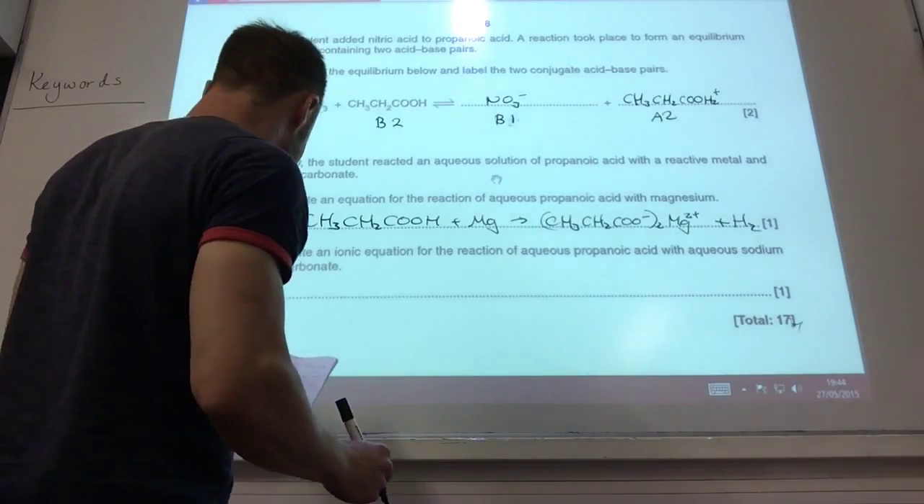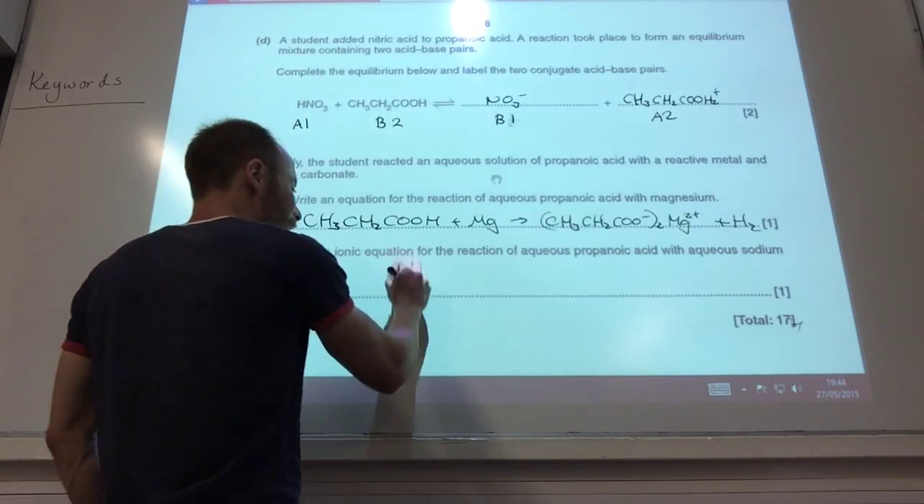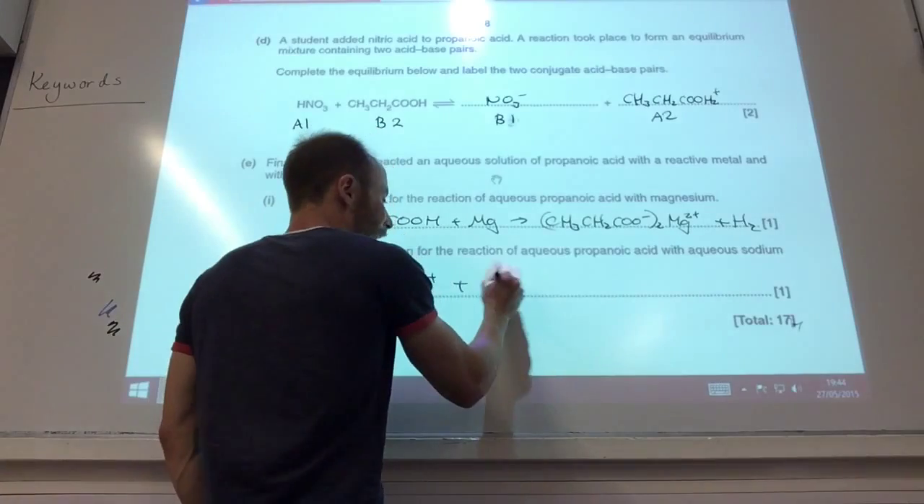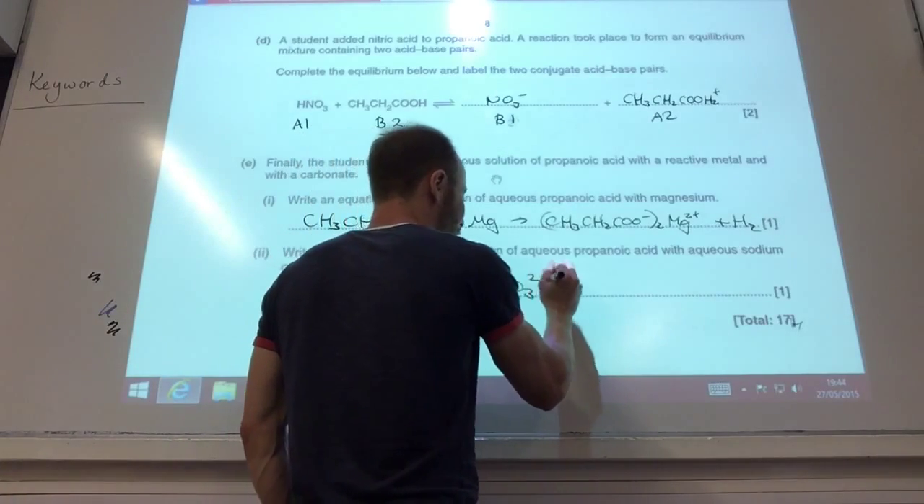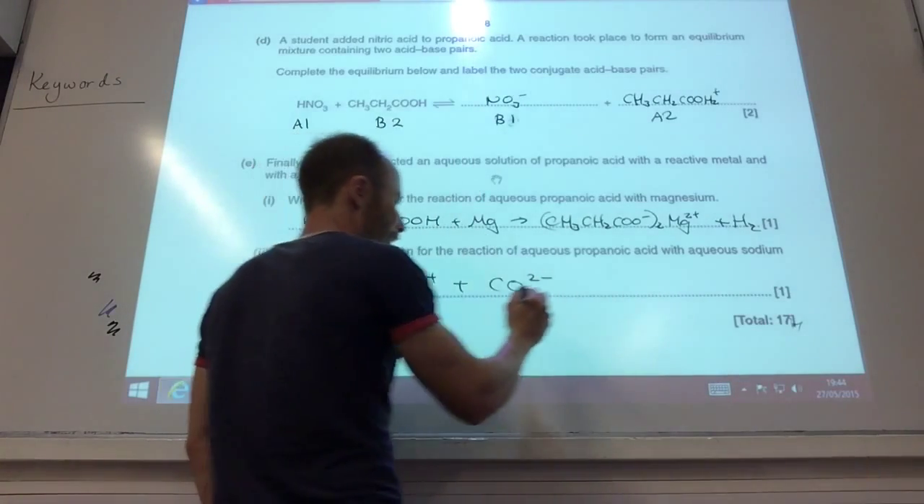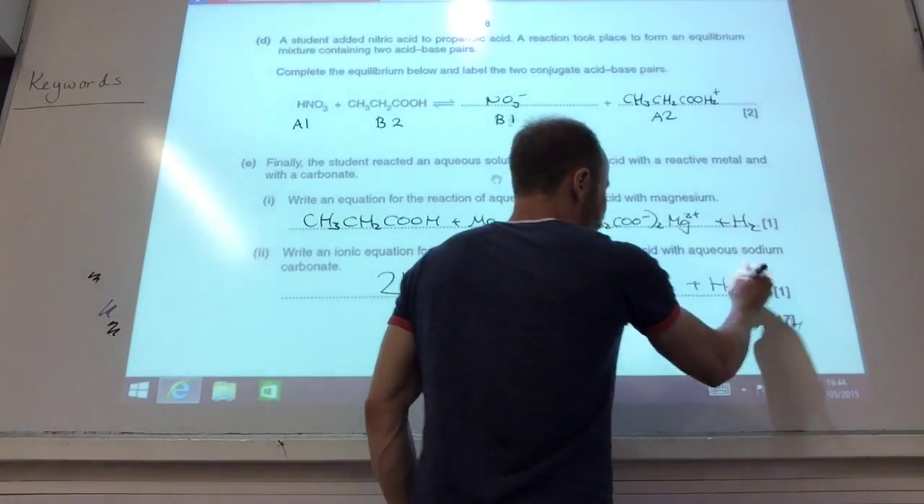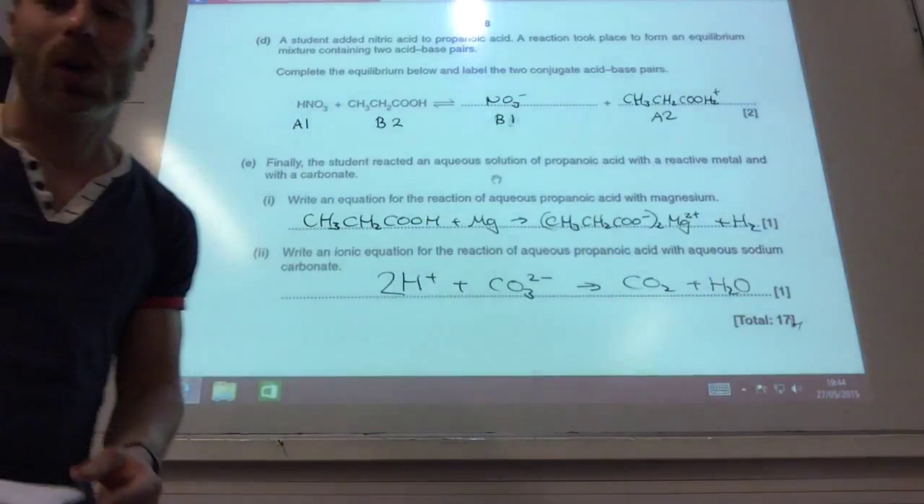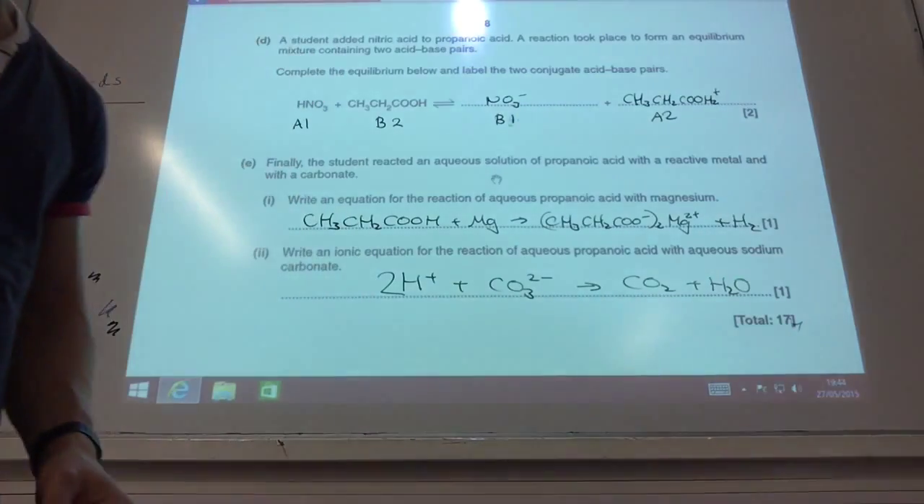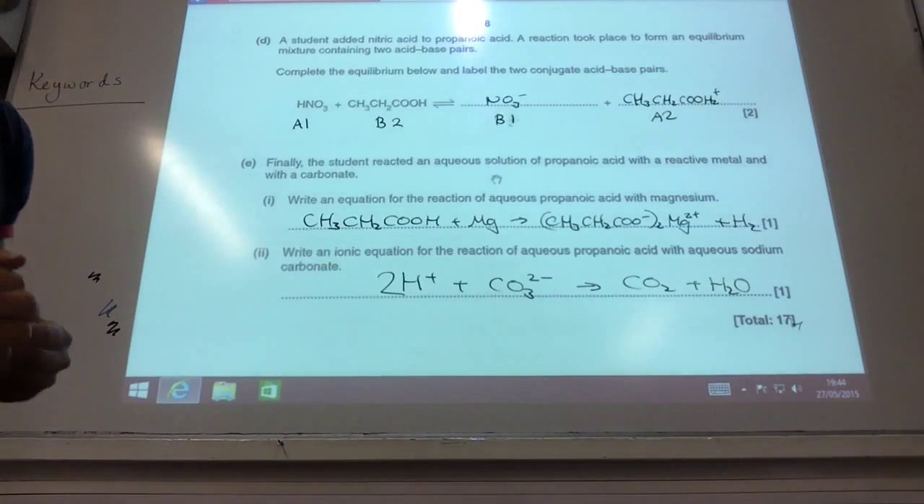And then you also got the ionic equation. This one you can just learn: 2H plus plus CO3 2 minus gives you CO2 plus H2O. Really, that's one it's worth learning so that you can bang that one out in the exam nice and easy.